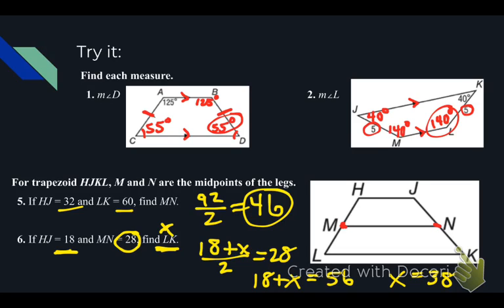38 would be LK. Now that would make sense, right? Because what's halfway in between 18 and 38? Well, there's 20 apart, so halfway in between those would be 28. And that makes sense. So LK would be 38 in this case. All right.